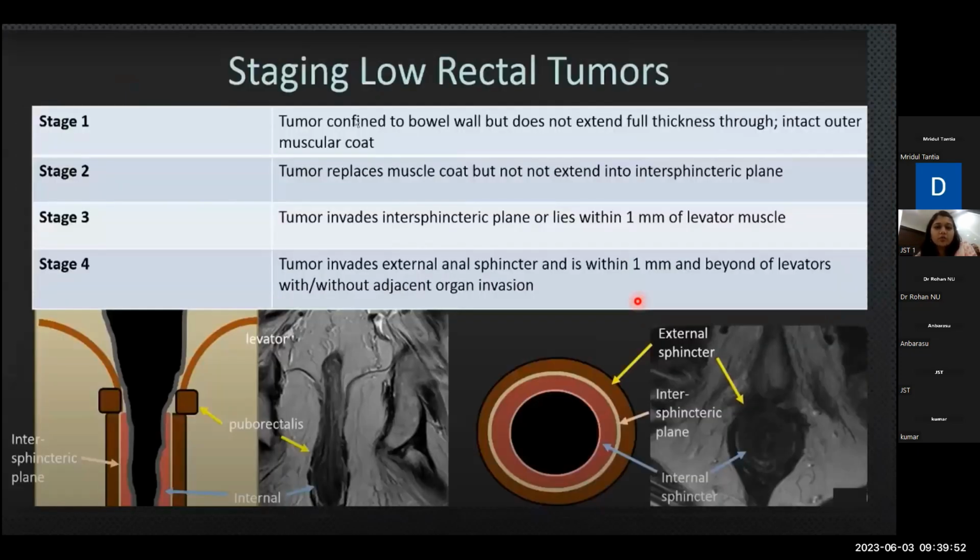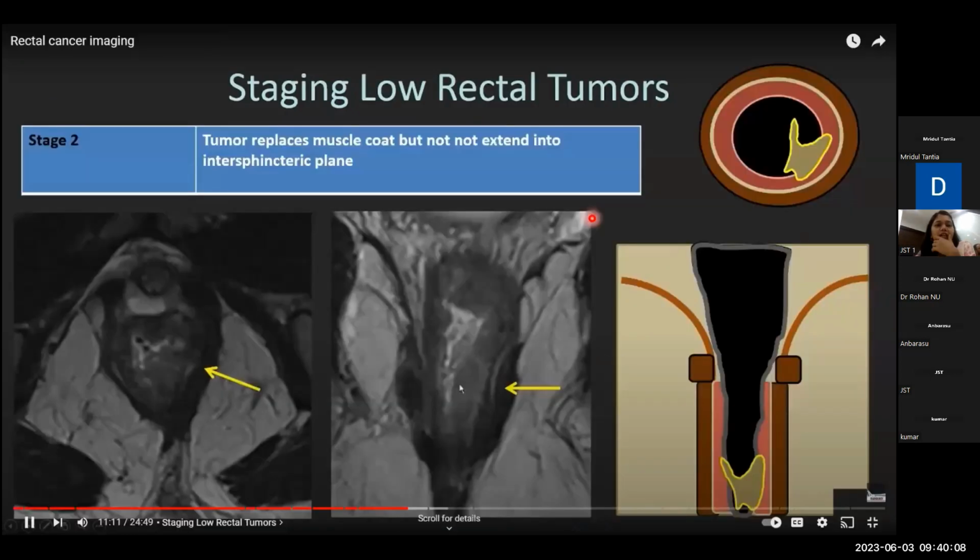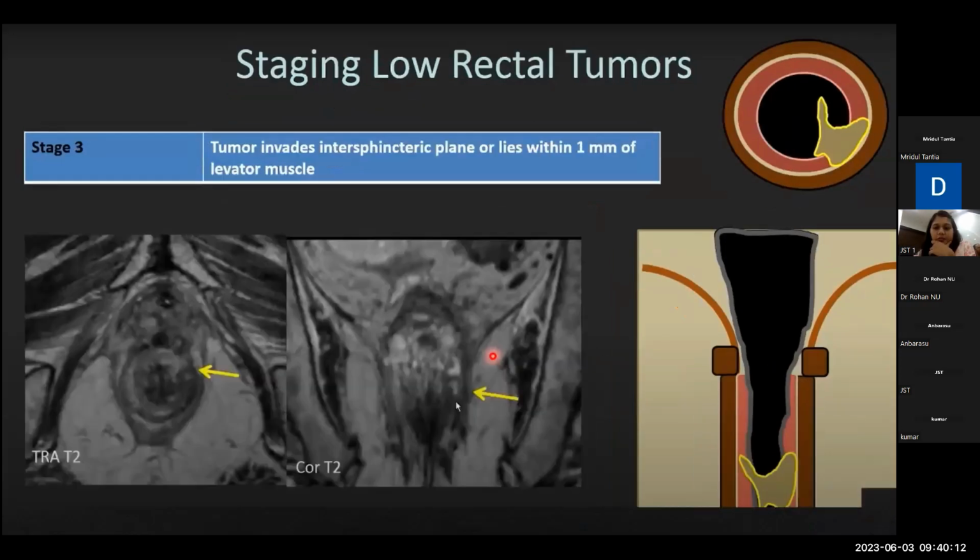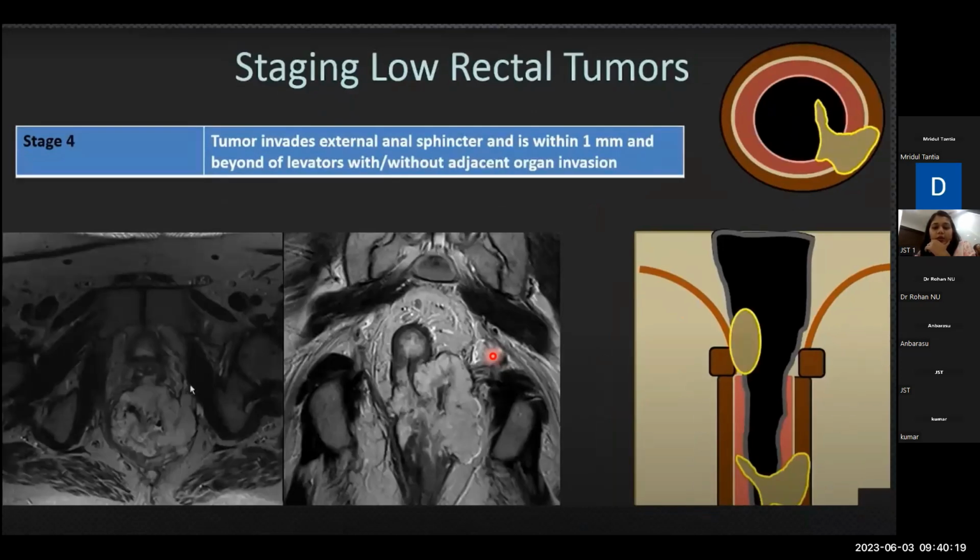Staging the low rectal tumors, we have to know clearly the anatomy. These are the levator, the puborectalis, the internal sphincter, the diagrammatic representation, the external sphincter, and this is the intersphincteric plane, which is hyperintense, and the internal sphincter, which is again hypointense. So stage 2 is the tumor in the internal sphincter itself. The next is the intersphincteric plane, stage 3, and lastly involvement of the external sphincter.